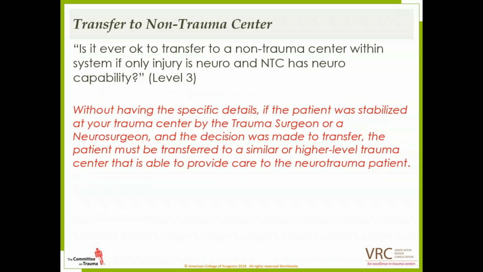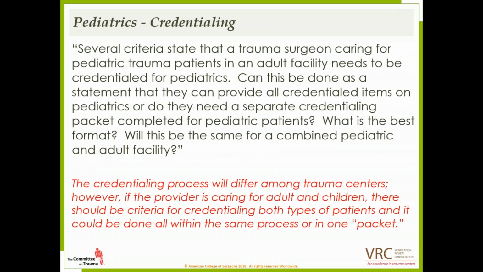Is it ever okay to transfer to a non-trauma center within a system if the only injury is neuro and the non-trauma center has neuro capability? Without having all the specific details, if the patient was stabilized at your trauma center by the trauma surgeon or neurosurgeon and the decision was made to transfer that patient, the patient must be transferred to a similar or higher level trauma center that is able to provide care for the neurotrauma patient. So if that non-trauma center is able to care for the neuro patient and they have the capabilities, then it is acceptable, and please be sure to document that.